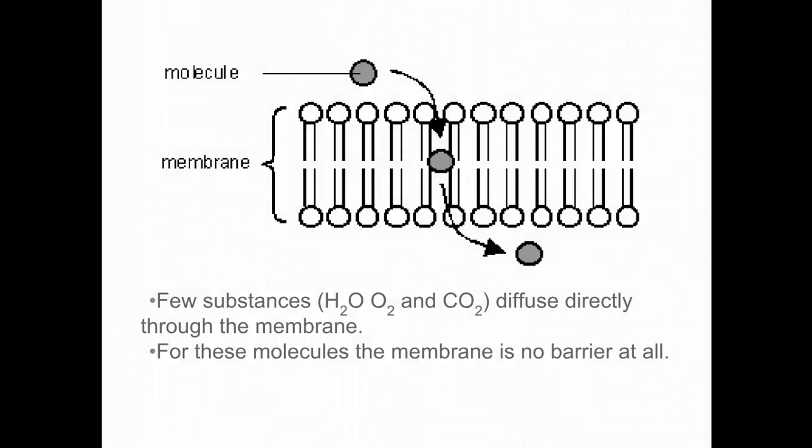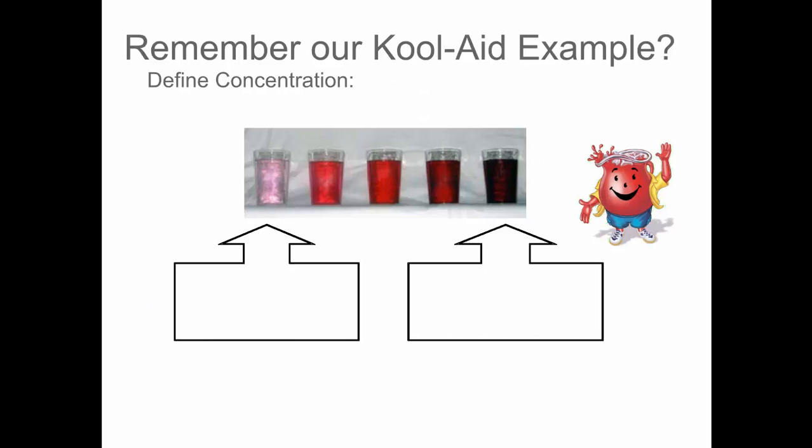Things like water, oxygen, carbon dioxide, they're very, very small. They can just slide through the cell membrane as if it wasn't there. The cell is permeable to those substances. However, it's impermeable to other substances, things like starch and other proteins.